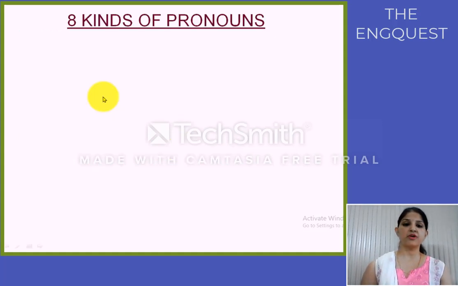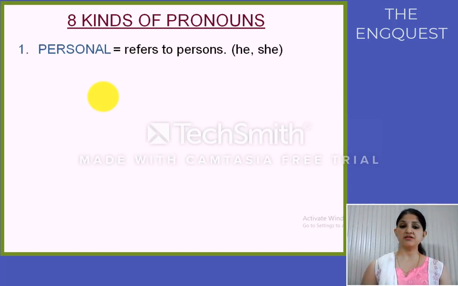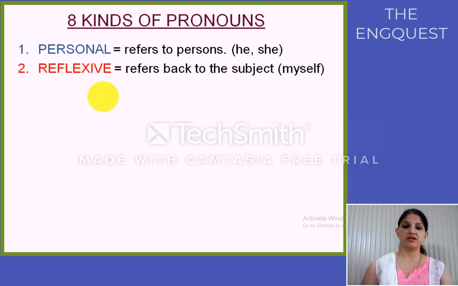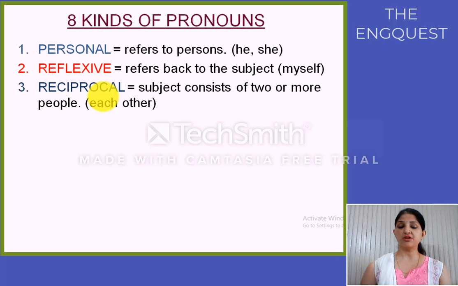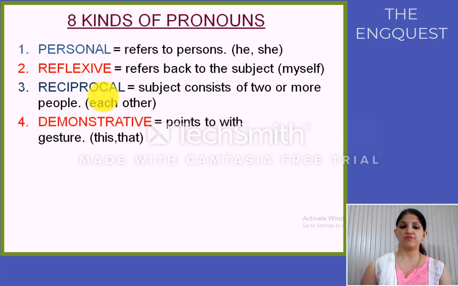Now, let us summarize what all we have learned in pronouns. First, personal. Personal pronoun refers to persons like he or she. Reflexive pronouns. Reflexive pronouns refer back to the subject. For example, myself. Reciprocal pronoun. Reciprocal pronoun, here the subject consists of two or more people. For example, each other. Fourth, demonstrative pronouns. Demonstrative pronouns point to with gesture like this, that, these, those.